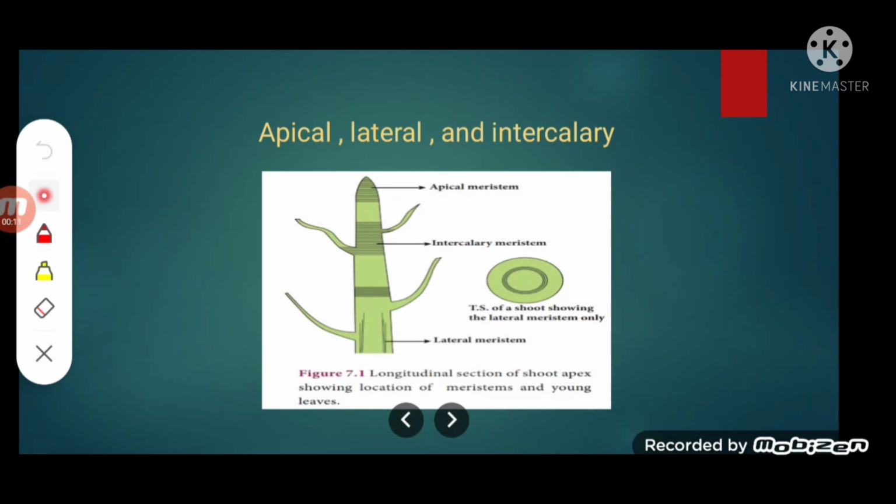And about permanent tissue we will be discussing in our next videos.